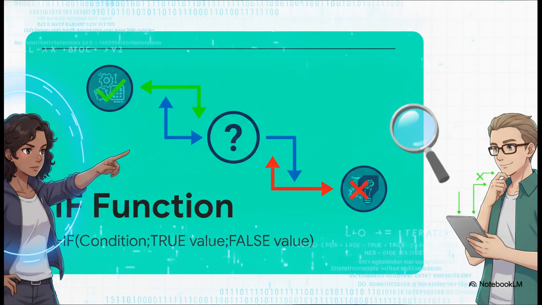It tests a specific condition, right? And if that condition is met, it spits out a true value. If it's not met, it gives you a false value. It's essentially teaching Excel how to make a basic yes or no decision.